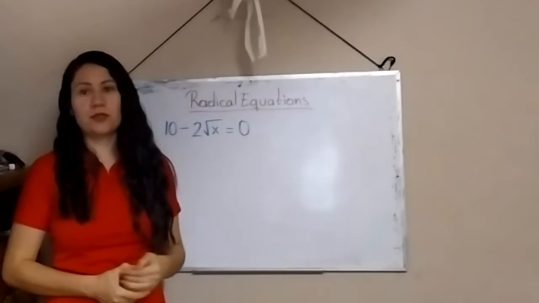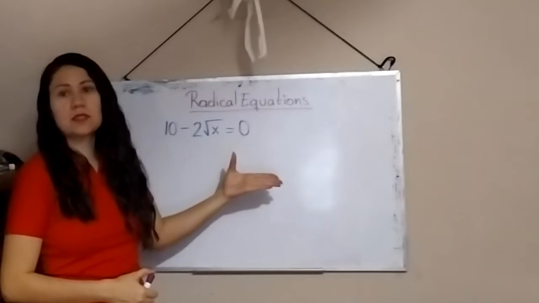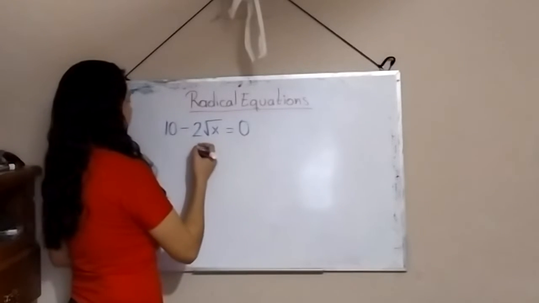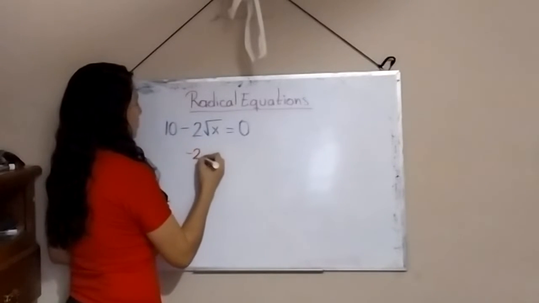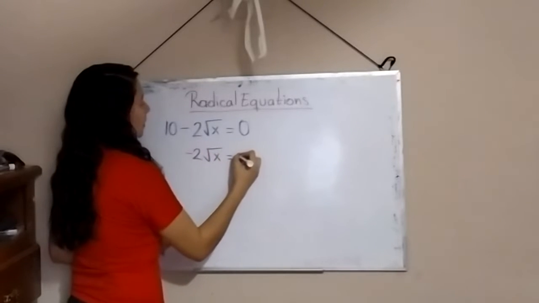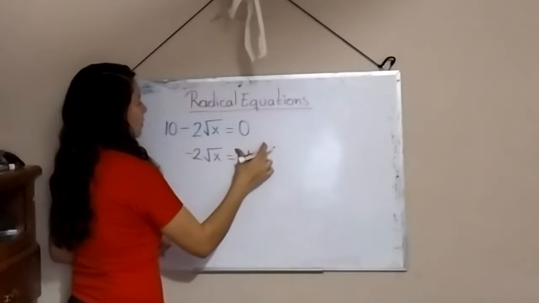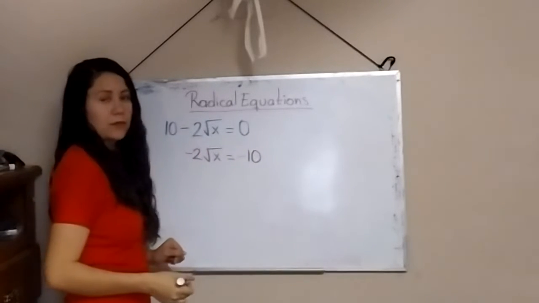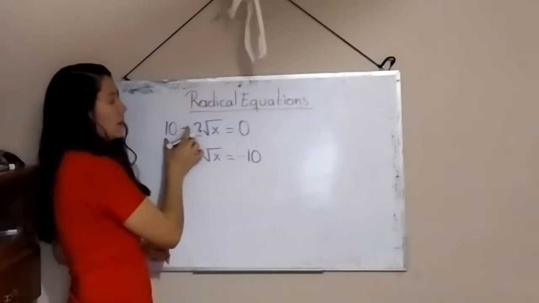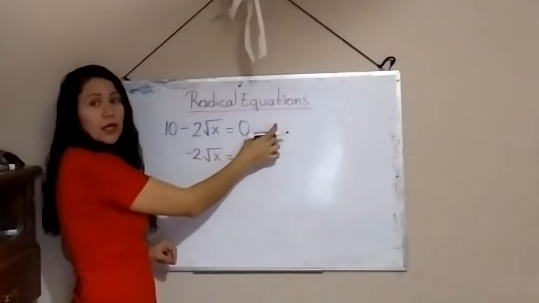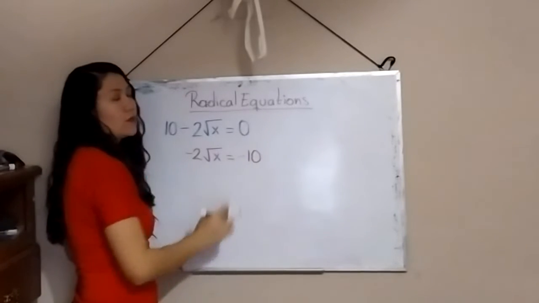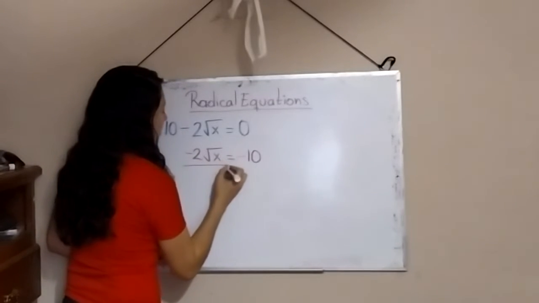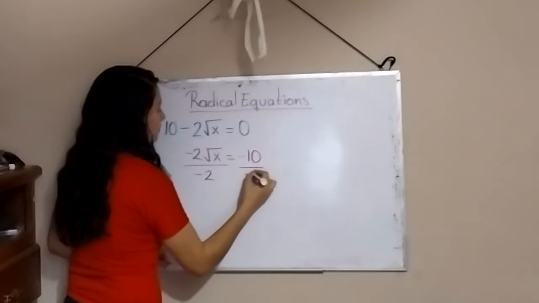Now, example number 3 says 10 minus 2 times the square root of x equals 0. Let's solve it. We have minus 2 times the square root of x equals negative 10. Why? Because we have positive 10, and we subtract it from the other side. We have 0 minus 10 equals negative 10.